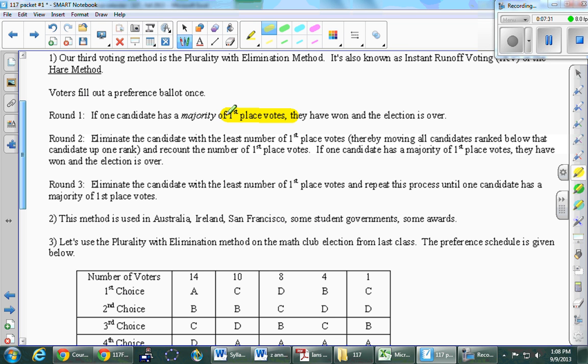Does majority mean more than anyone else or more than half? More than half, right? Somebody's going to have more than anybody else, but more than half is what we want, stronger. But if nobody has a majority, then we move on to this second round. You eliminate the candidate with the least number of first place votes. That's the important step. Whoever has the fewest number of first place votes, you eliminate them. When you eliminate them, well, the first place votes that they had are going to get redistributed. They're going to go somewhere else.